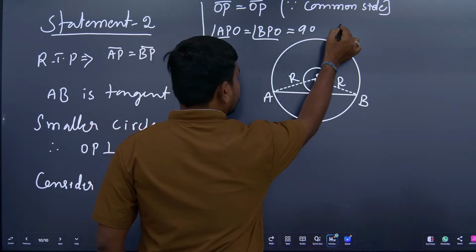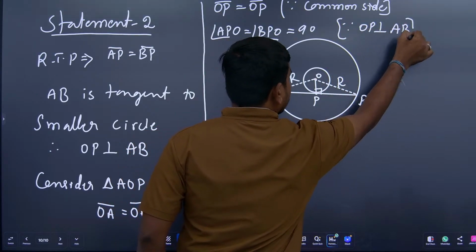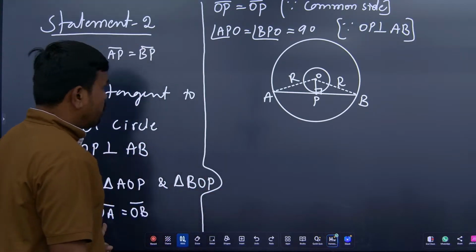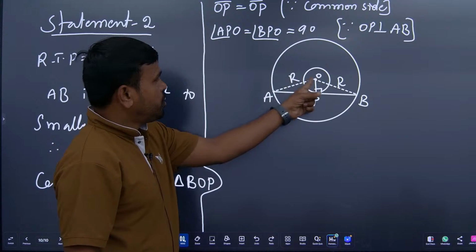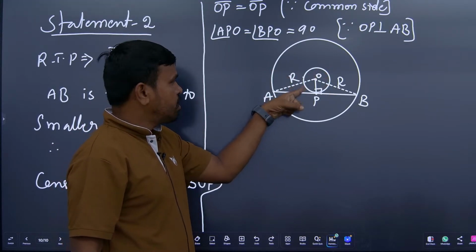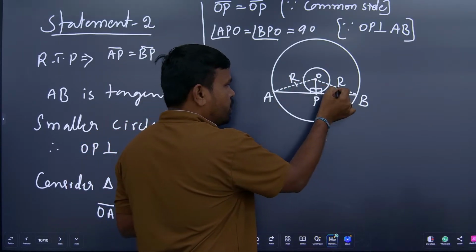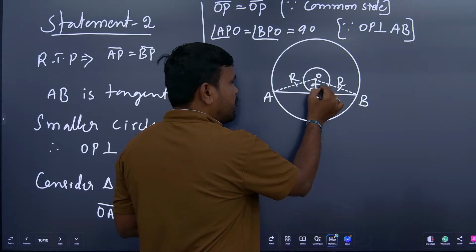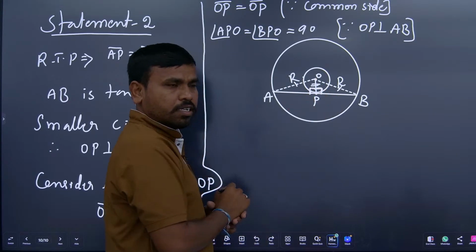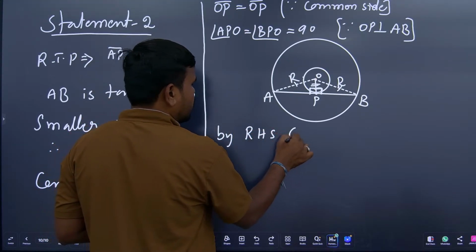Angle OPA is equal to 90 degrees, since OP is perpendicular to AB. Next, the sides: AO is what? OA is what? Radius. This is a right angle triangle. These two are what? Right angle triangles. The hypotenuses are equal, and one side is equal, and one angle is equal to 90 degrees. By which congruency? By RHS congruency.